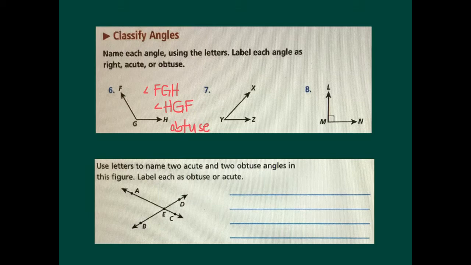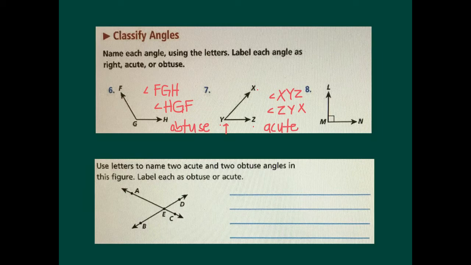Next, I notice that the letters used are an X, Y, and Z, Y being the vertex, so that will need to be in the middle when I label it. To begin, I'll put out a little angle symbol, and then I'll first label it XYZ. Then I'll show you the other option I could do is list Z first, then Y, and then X. Remember, keeping Y in the middle because that is our vertex. Now I notice that this angle is less than 90 degrees, so this is an acute angle.